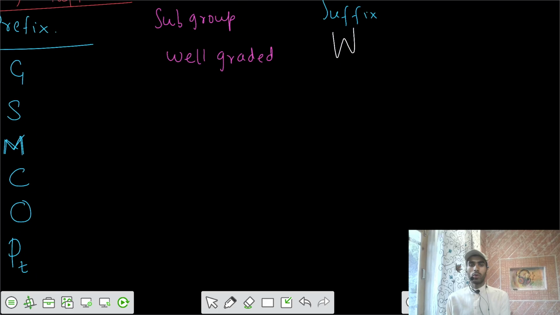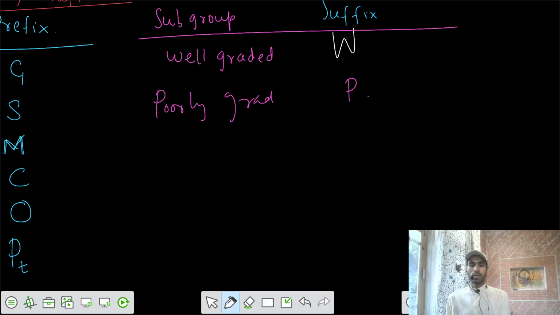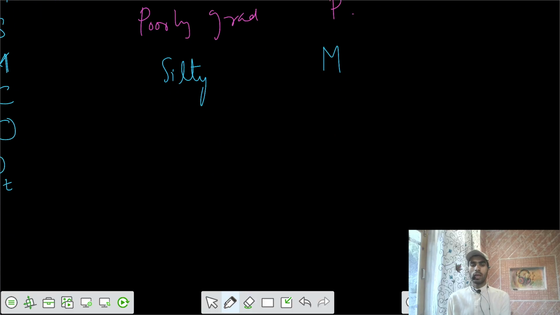Similarly, if we talk about poorly graded soil, we can write it as P. After that, silty means we are going to write it as M. And if the soil is clay soil, we are going to write C.